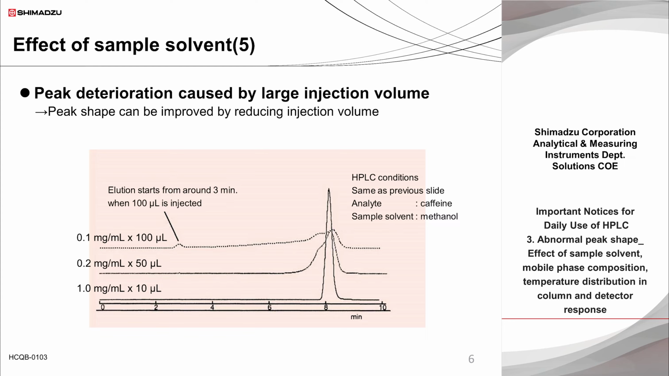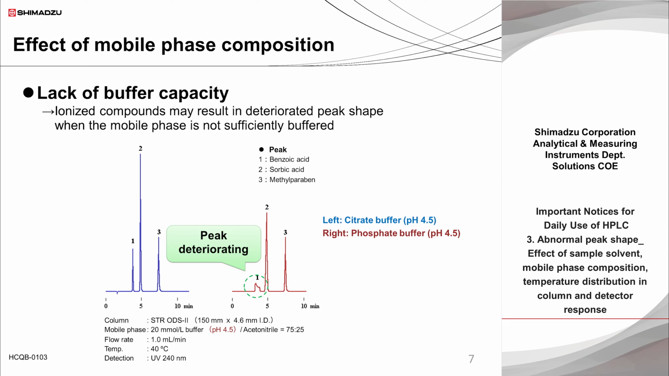If the injection volume is further reduced to 1/10, a normal peak shape is obtained. This indicates that not only the type of sample solvent but also the injection volume should be reduced to obtain an acceptable peak shape. This slide shows the significant difference in peak shape depending on buffer capacity in the mobile phase.